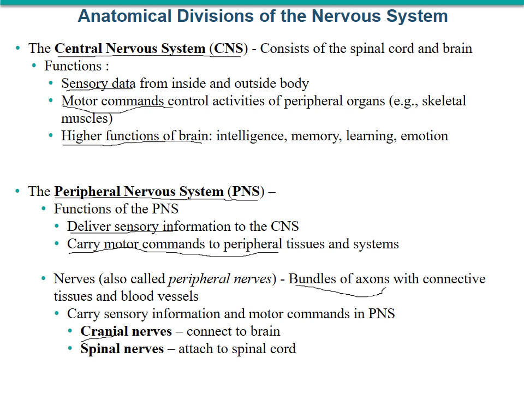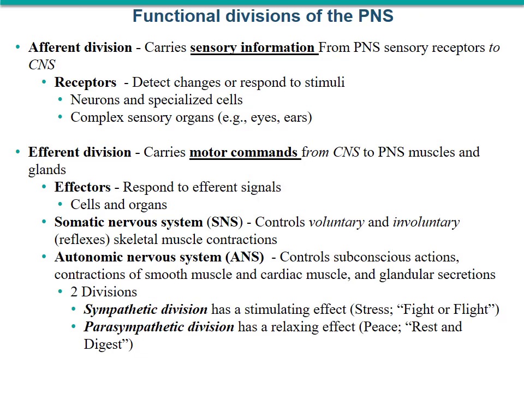The cranial nerves that you learned about in lab connect directly to the brain. The spinal nerves that you learned about in lab attach directly to the spinal cord.